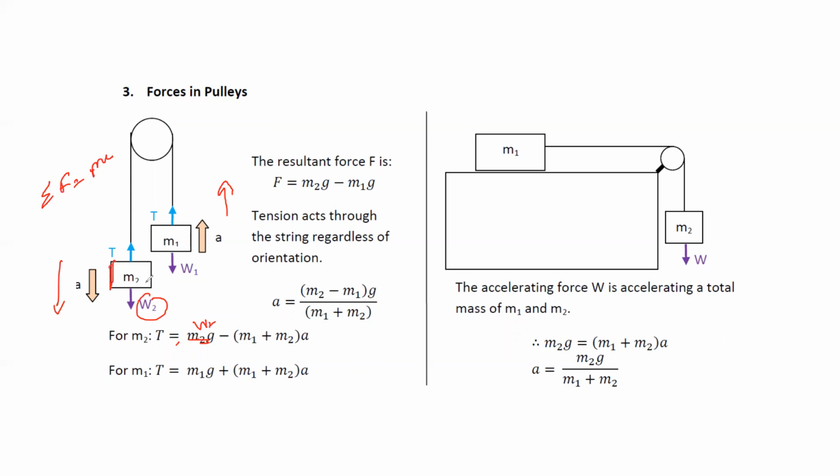If we are working out the acceleration of the whole system, it depends on which one we are finding for. If we consider this object alone, the resultant force will be equal to ma. So w2 is acting downward, T is acting upward, so we can say w2 minus T is equal to m2a.